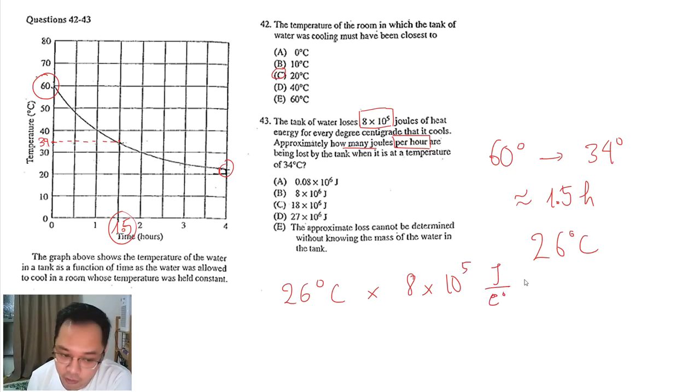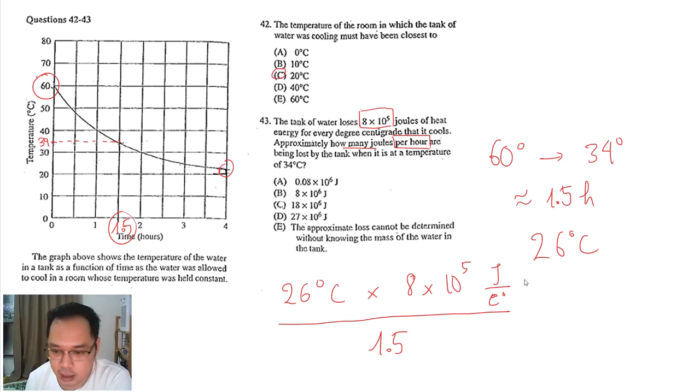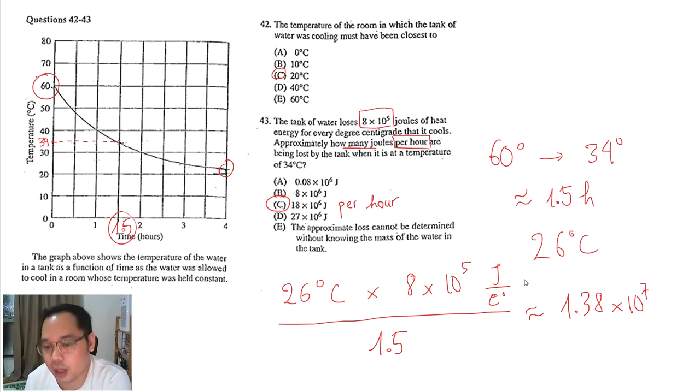We will get the amount of energy, and then we divide by the time, 1.5 hours, and we get about 1.38 times 10 to the 7, which means it is closer to answer C, and it is not exactly 1.18 times 10 to the 6 joules per hour. Our question is per hour, not just the energy in 1.5 hours.